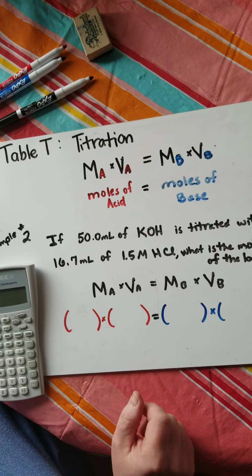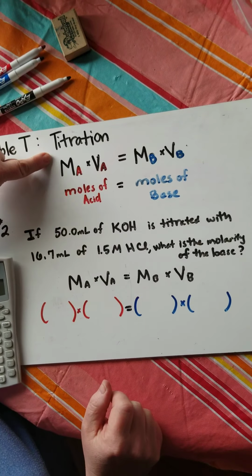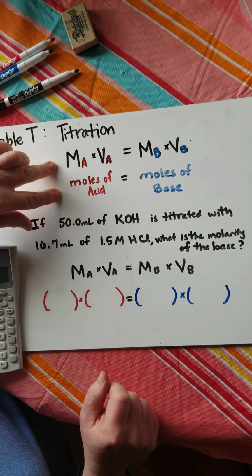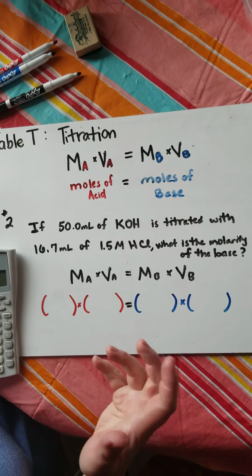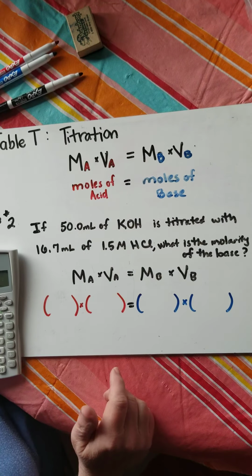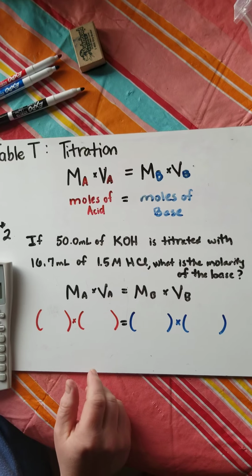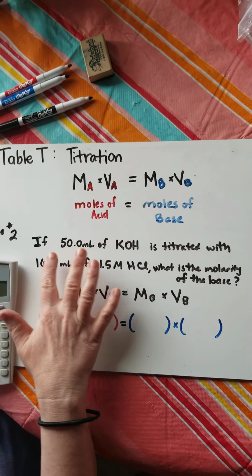Hi, this is Miss Redican, and we're here to look at titration, example number 2, where the moles of acid and moles of base are equal, which is basically saying they've neutralized each other, and it allows you to compare one to the other and find the unknown. Let's take a look at our problem.